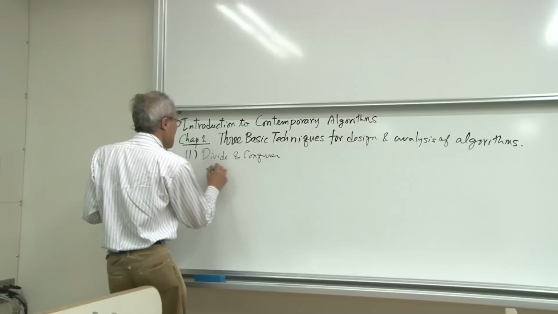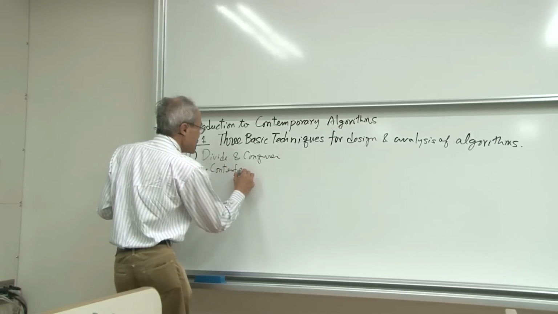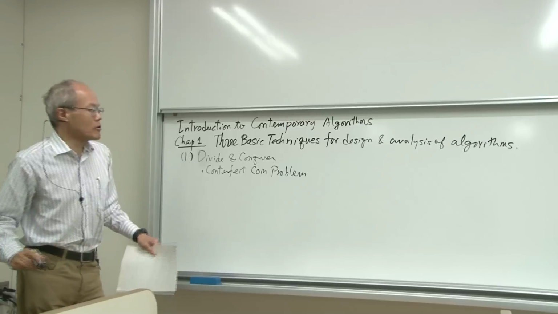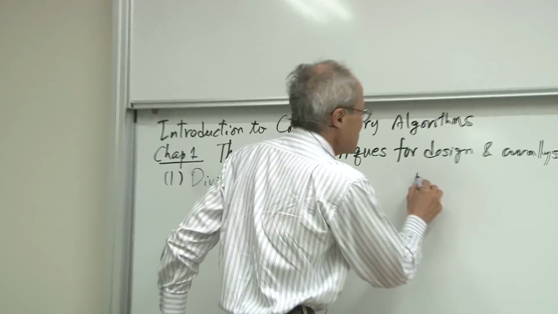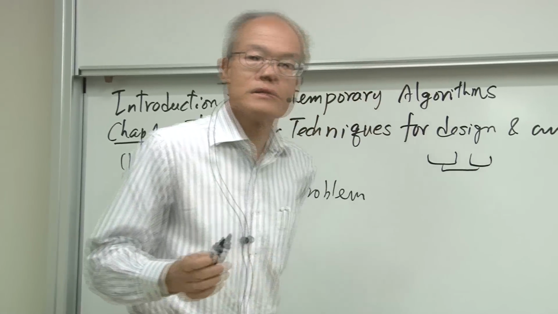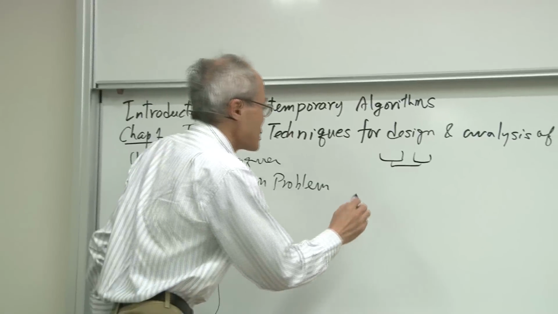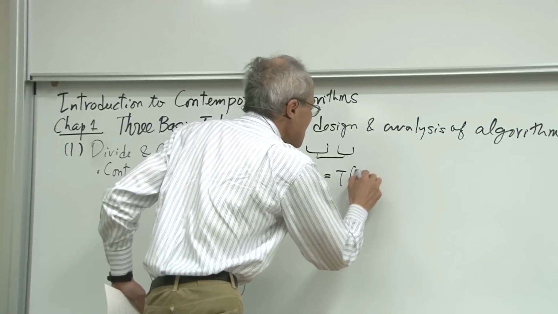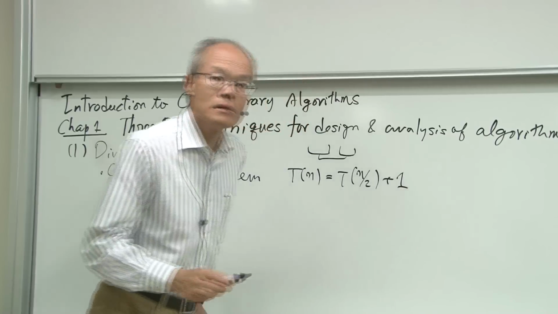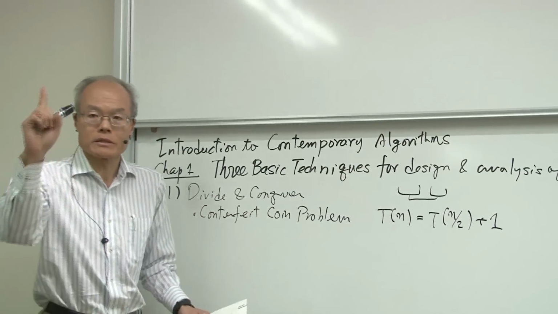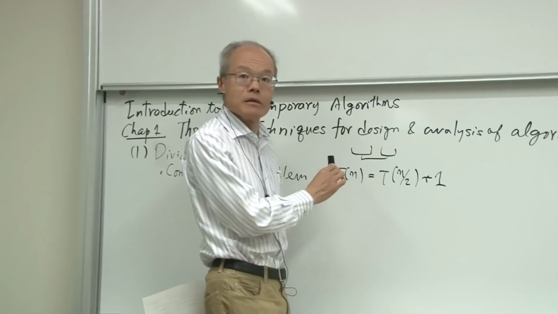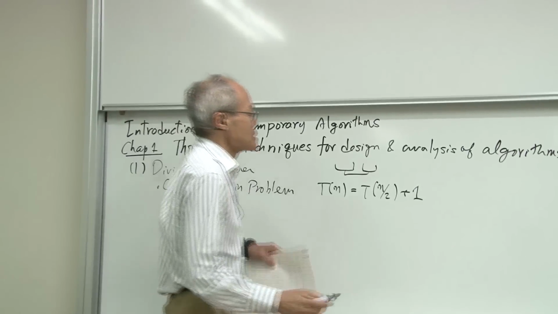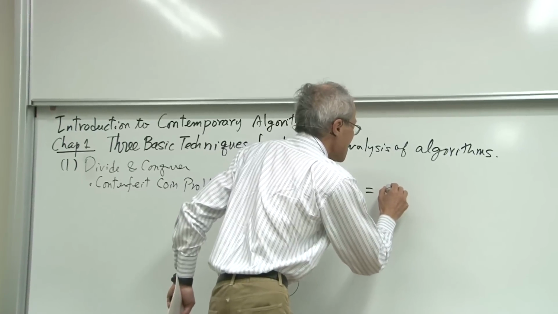The first one is the counterfeit coin problem. That is, we use a balance scale to find a fake coin. The complexity equation is T(n) = T(n/2) + 1, meaning by using the balance scale just once, we can reduce the problem size from n to n/2. So that means this complexity is equal to log n.